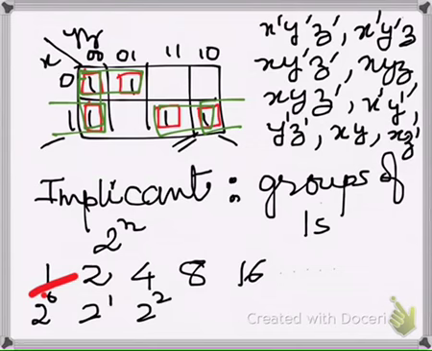Now can we form groups of 3? We cannot. So this is the largest group that we can form, groups of 2s. So all of these are now your implicants. This is your group of implicants. Now next let us see about prime implicants.